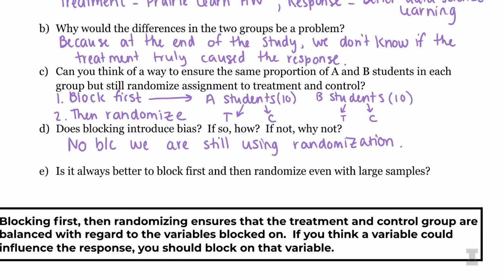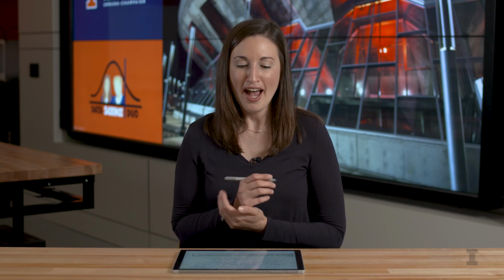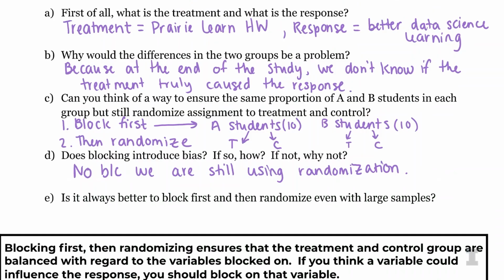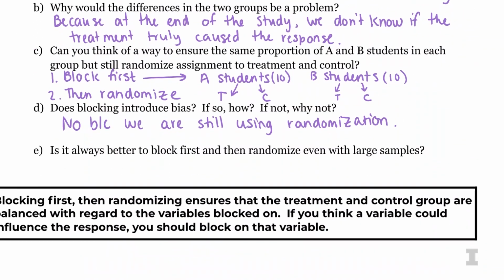And then the last question says, is it always better to block first and then randomize, even with large samples? Because we've been talking about blocking as a technique to deal with small samples. And for this, I'm going to go ahead and say it can never hurt. Blocking is never a bad thing. It will never harm you to block. So I'm going to say it can never hurt to block.